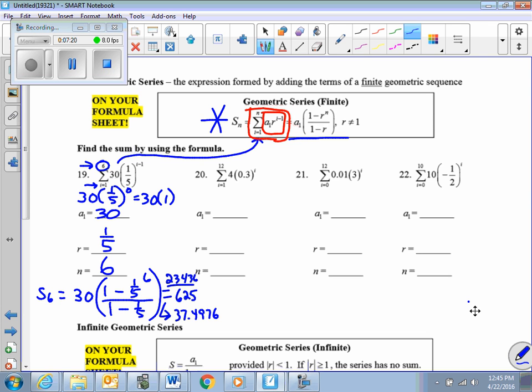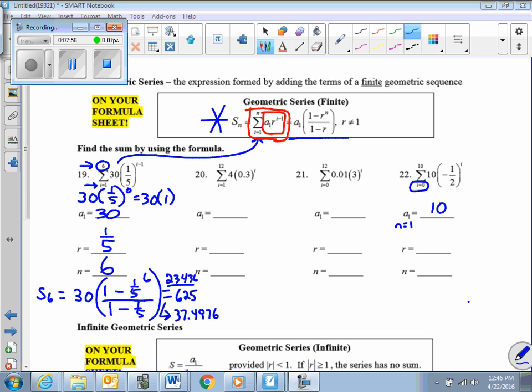All right, this time we got something a little different here in that we're starting with 0. So if we want to figure out what a sub 1 is, when n equals 1, a sub 1 is going to be 10 here, because if I put 0 in here, I get negative 1/2 to the 0. So a sub 1 is 10.